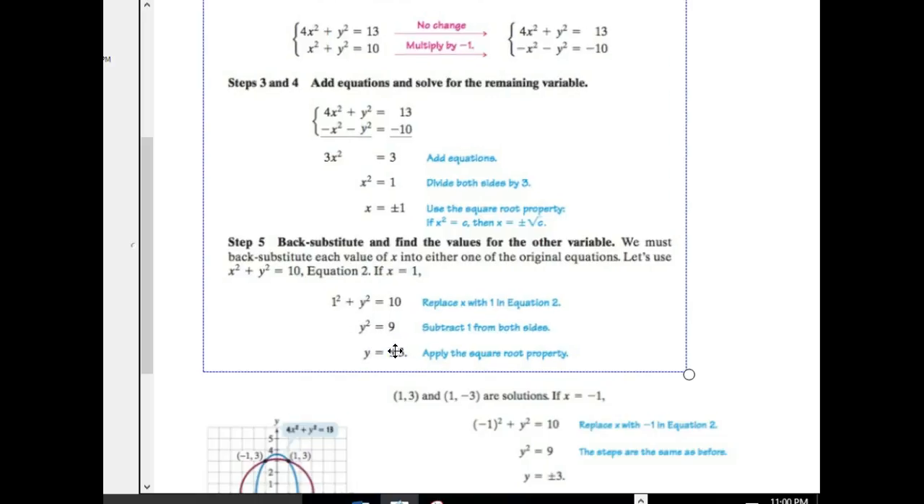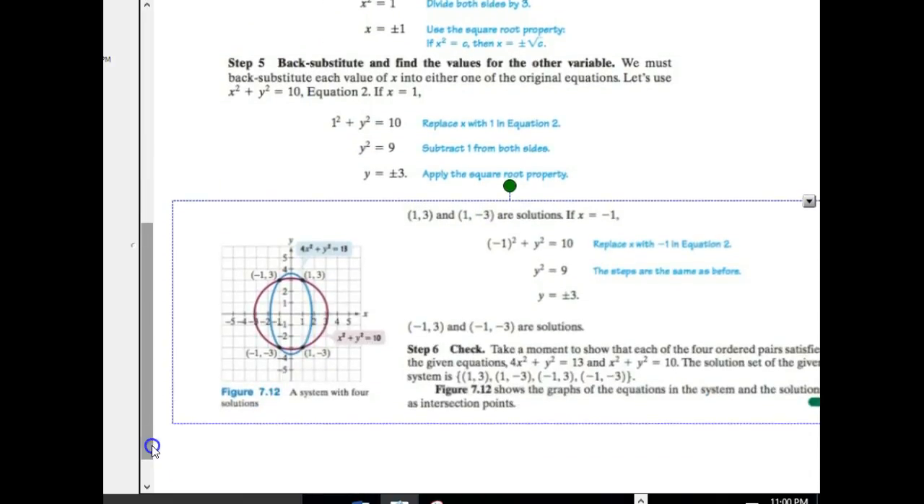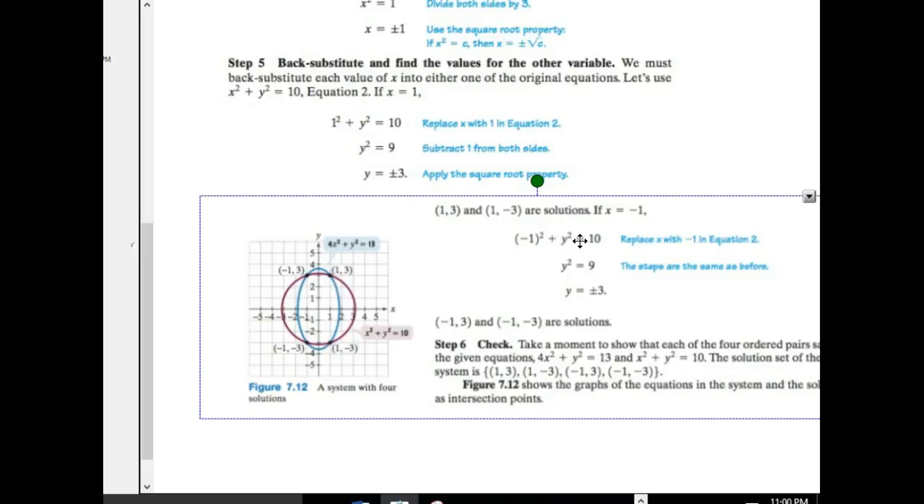So that means when I put +1 in, I'm going to get 3. I'm also going to get -3. Okay. However, what do we do if x had been -1? Well, again, plug it into the equation, substitute it in. -1 squared plus y squared equals 10. -1 squared is still 1. So when I subtract the 1 from the 10, I still get 9. So again, y is still ±3.